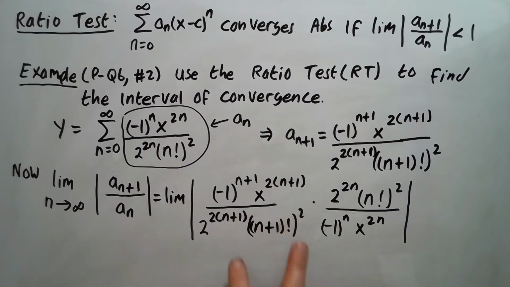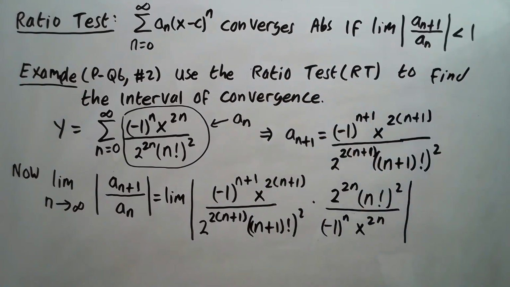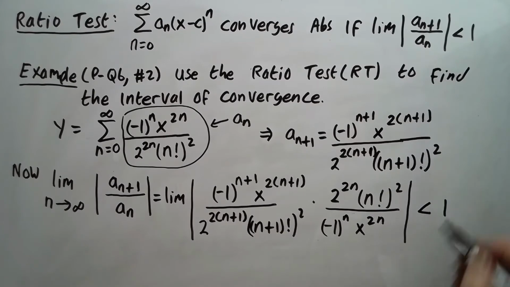And now we want to simplify this and find the limit. And we know if it's less than 1, then it converges absolutely. Actually, we're going to set it less than 1 here to find the interval of convergence, and we'll find conditions on x that make that true. Okay, so we want to simplify this, so let's make some observations. So note.